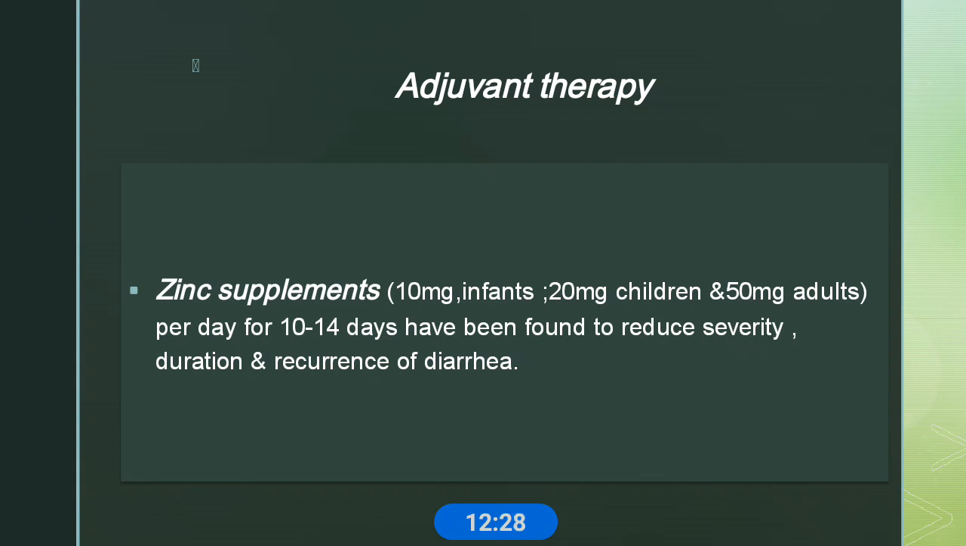Okay, adjuvant therapy: usually adjuvant therapy with zinc supplements, mostly 10 mg for infants, 20 mg for children and 50 mg for adults per day for 10 to 14 days. This is found to be very beneficial to reduce the severity, duration and recurrence of diarrhea.